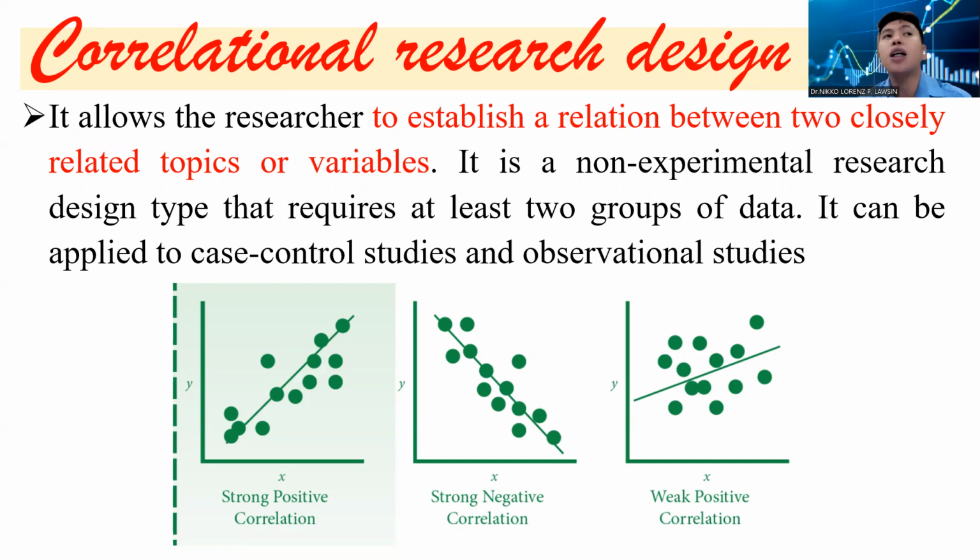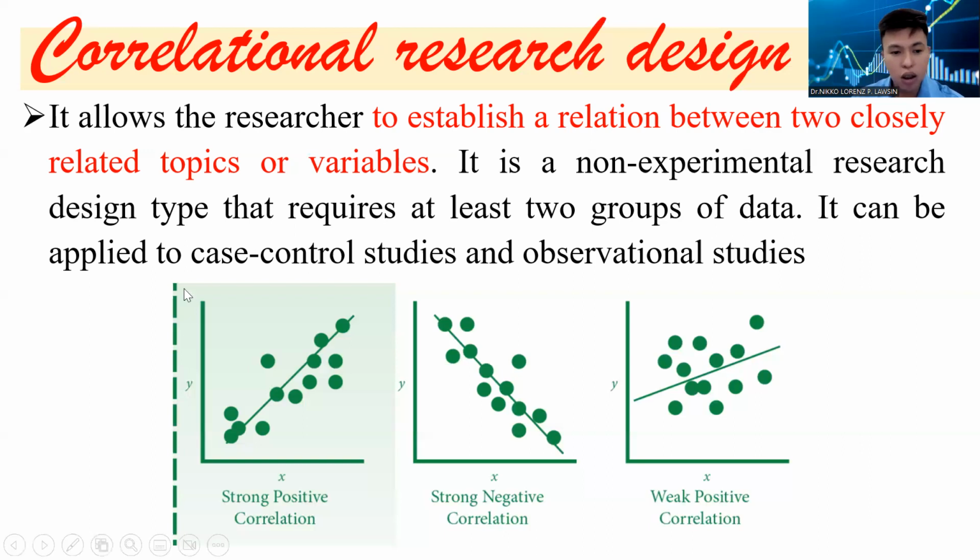You are not saying that X predicts Y, because that is another design, which can be attributed to the next design, which is the experimental research design. If X determines Y, it's no longer correlation. It's more on causation because one variable causes the other variable to change. That's not correlation. That is causation. Again, with correlation, you're just describing the relationship that exists between two variables.